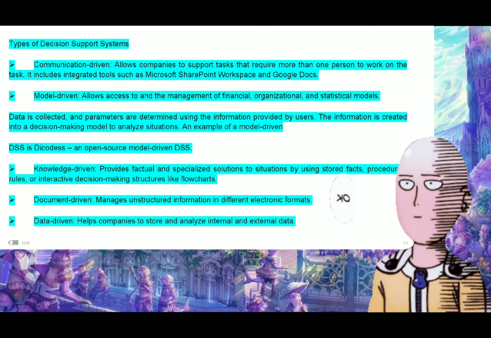Knowledge-driven provides factual and specialized solutions to situations by using stored facts, procedures, rules, or interactive decision-making structures like flowcharts. Document-driven manages unstructured information in different electronic formats. Data-driven helps companies to store and analyze internal and external data.